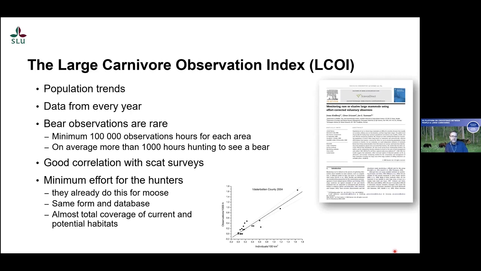The big advantage is that this is a really small effort for the hunters. They already do this for the moose. They use the same form and database and methods. And we have almost a total coverage of all current and potential habitats in Sweden with this.